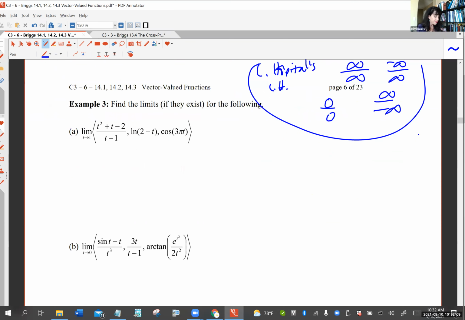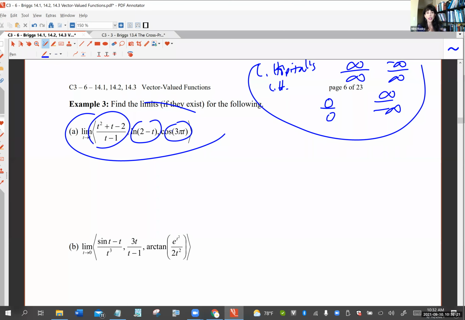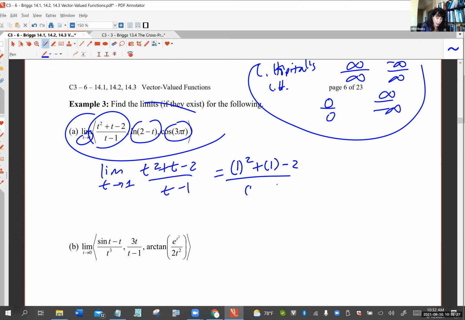Okay? Take a look at letter A here. Take the limit of that vector valued function. Oh dear, that looks crazy, doesn't it? You're going to individually take the limit of each of these 3 components. So I'm just going to look at the limit as t approaches 1, because that's what it says there, of the first component. So I'm going to first use direct substitution. Okay, 1 squared plus 1 minus 2 all over 1 minus 1. I get 0 over 0. What does that mean? I can use L'Hopital's.